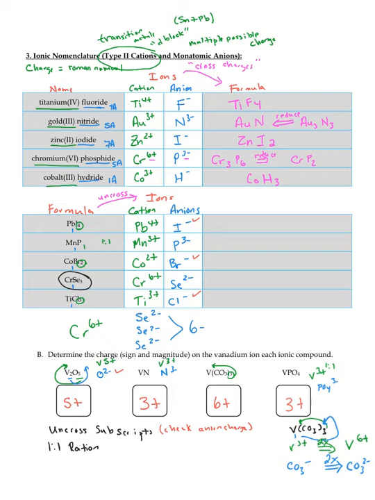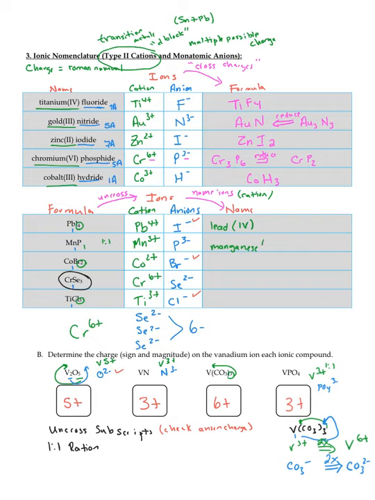Now, going from ions to name, remember all we have to do is name the ions. And again, we're going to start with the cation, which in this case is going to be the metal. So lead, manganese, etc. But keep in mind, with the transition metals, type 2 cations, we have to use a Roman numeral. So to represent 4, we do IV.